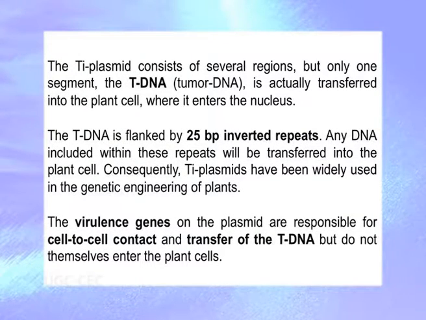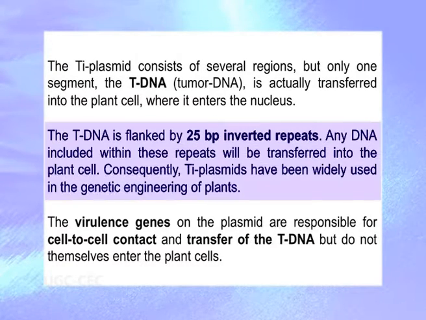So what we can see here is that the T-DNA is flanked by 25 base pair inverted repeat sequences, and any DNA included within these repeats will be transferred into the plant cell. Consequently, Ti plasmids have been widely used in genetic engineering of the plants, wherein any desired gene can be transferred onto the plant cell taking help of Agrobacterium mediated T-DNA transfer.